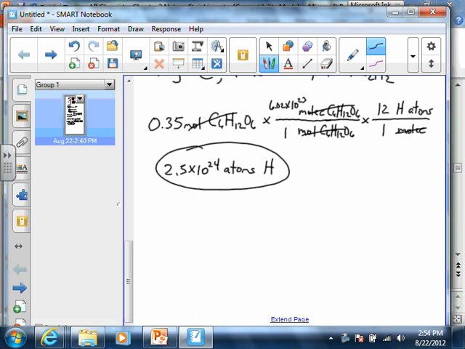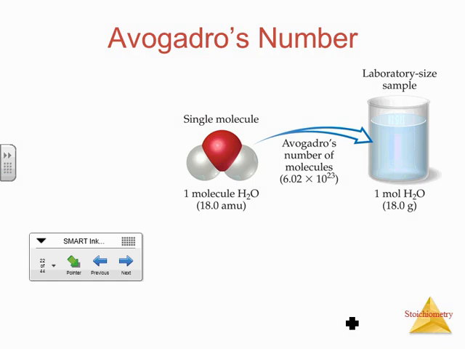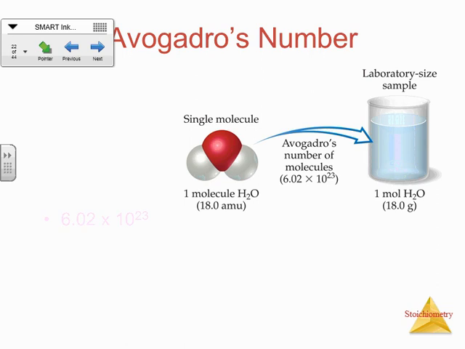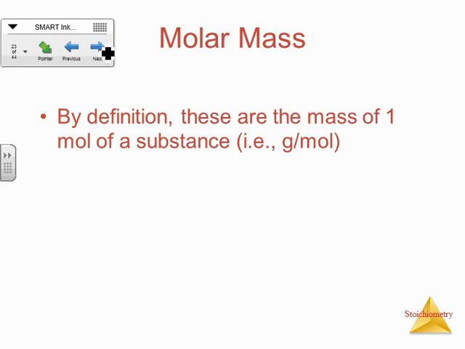Alright, next we need to talk about molar mass. So, get back to the PowerPoint here. Okay, we already talked about all that stuff. So by definition, that's the mass of 1 mole of substance, okay? Grams per mole. We talked about this a lot last year. This comes from the periodic table, okay?